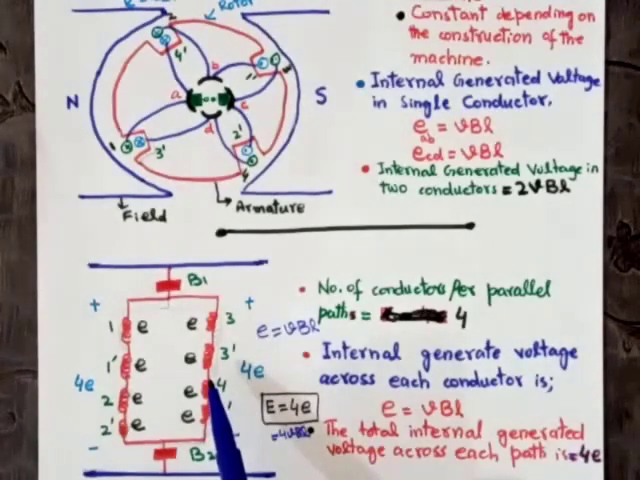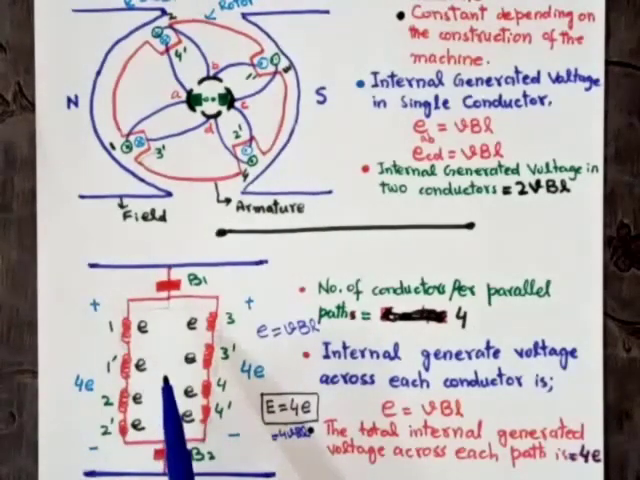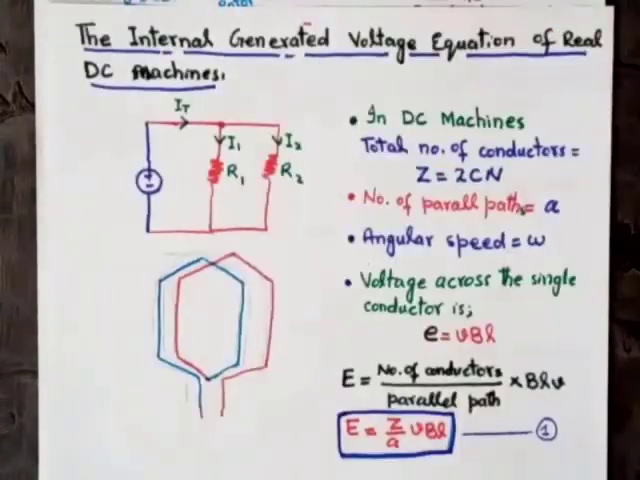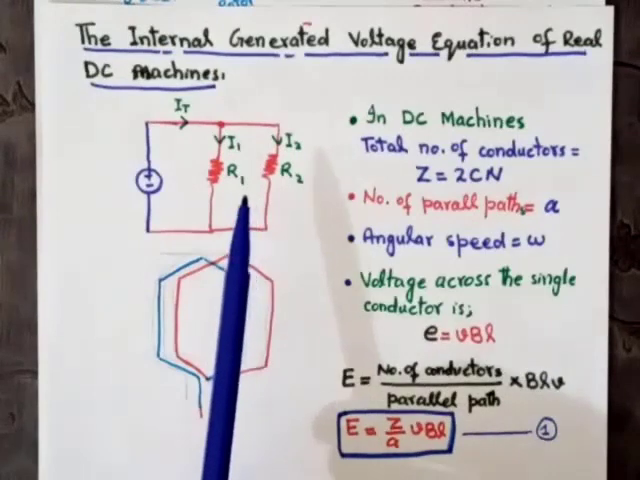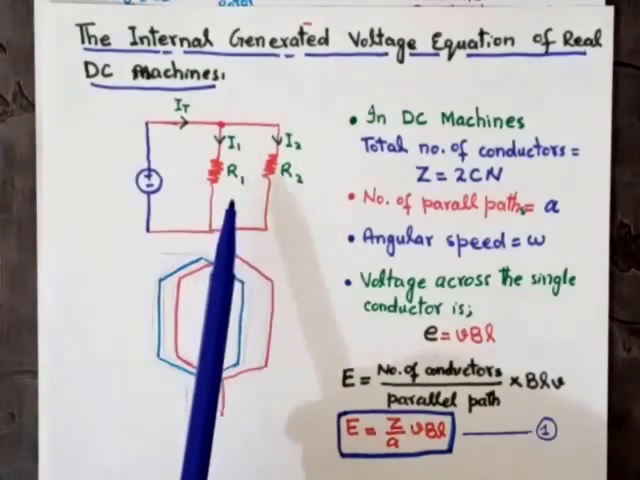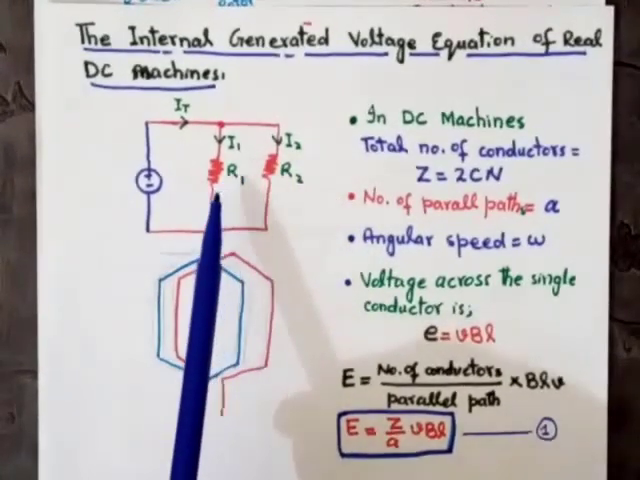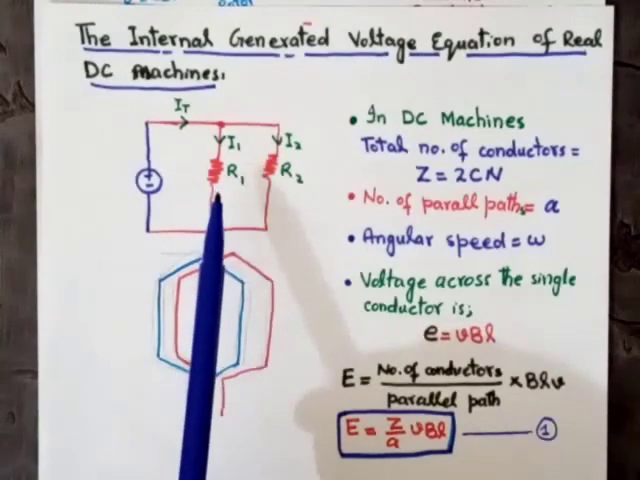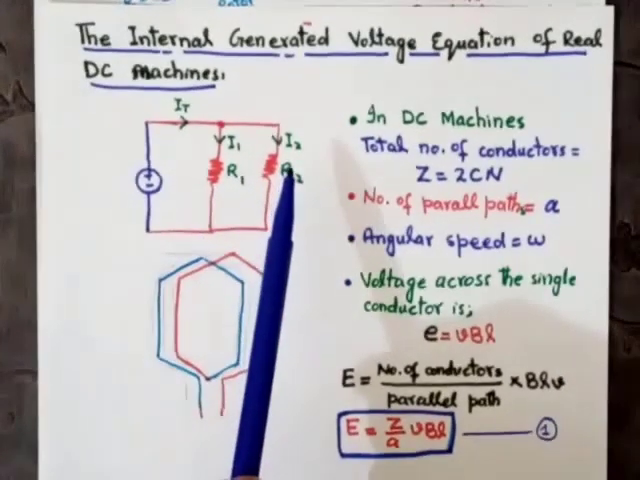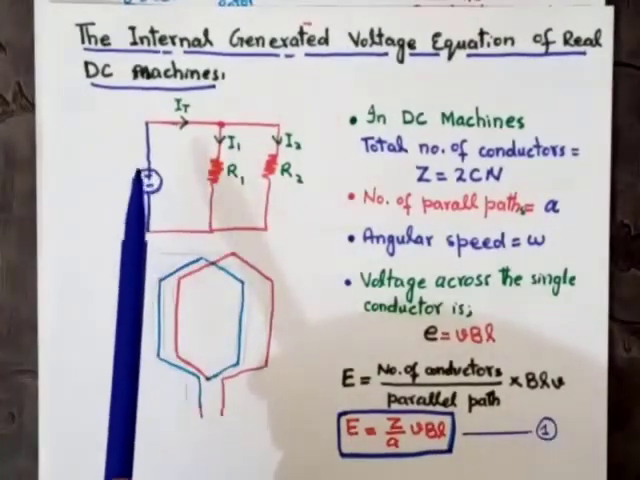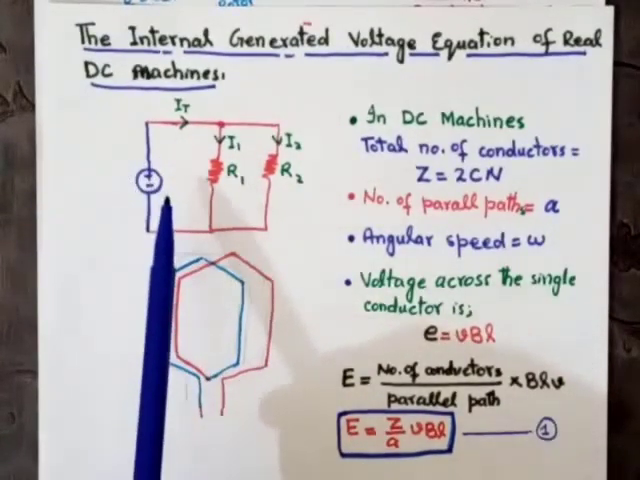That's why the EMF across the brushes will be 4E instead of 8E, because there are two parallel paths. As you can see in this figure, there are two parallel paths. In case of parallel, the voltage remains the same. If the voltage across path number 1 is 4E, then the voltage across path number 2 will be 4E as well, and the overall voltage across the brushes will be 4E as well.